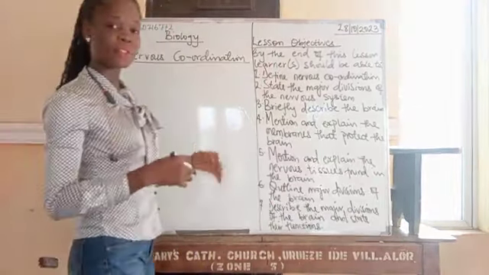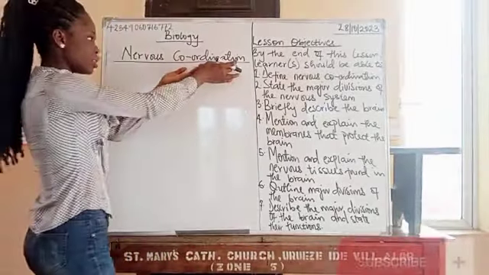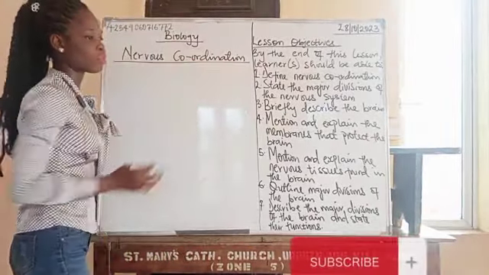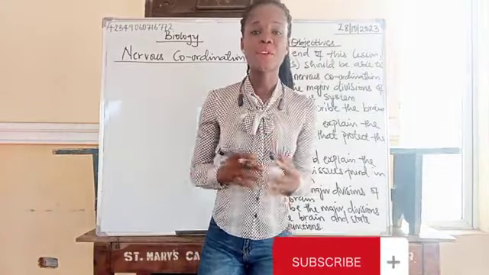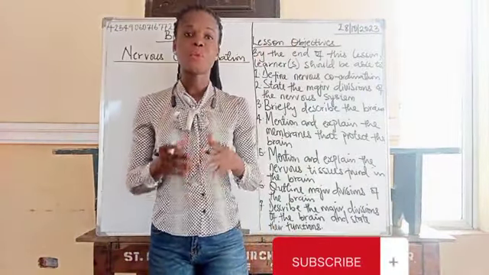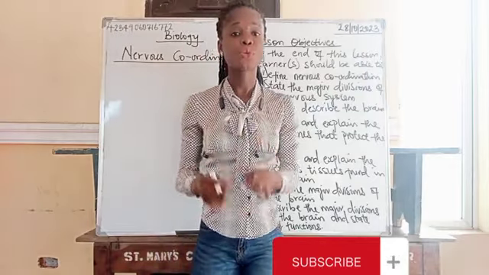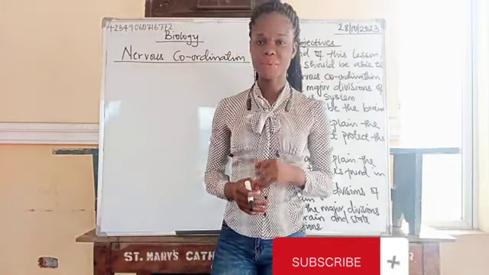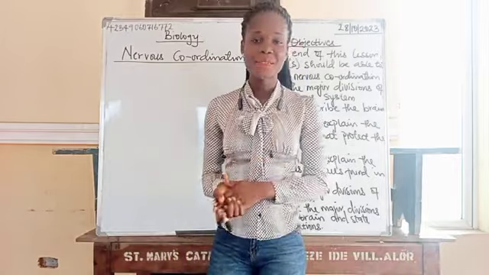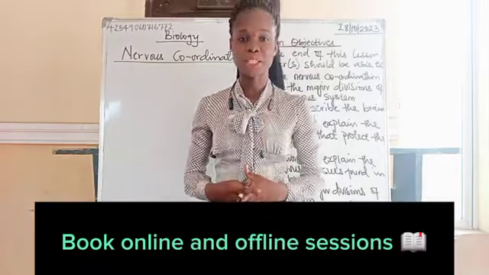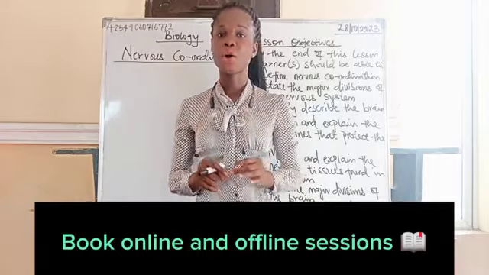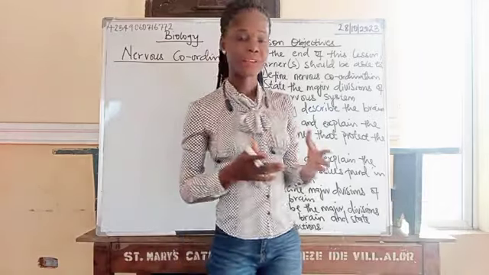But before we define nervous coordination, what is coordination in living things? In living things, coordination is the working together of various parts of the body for proper effectiveness or to produce a particular response.